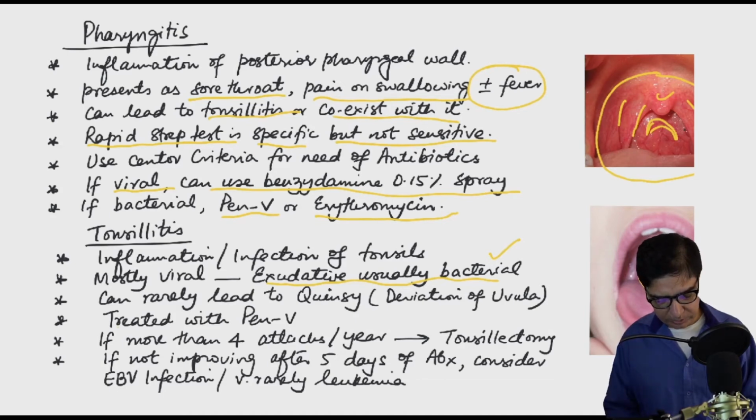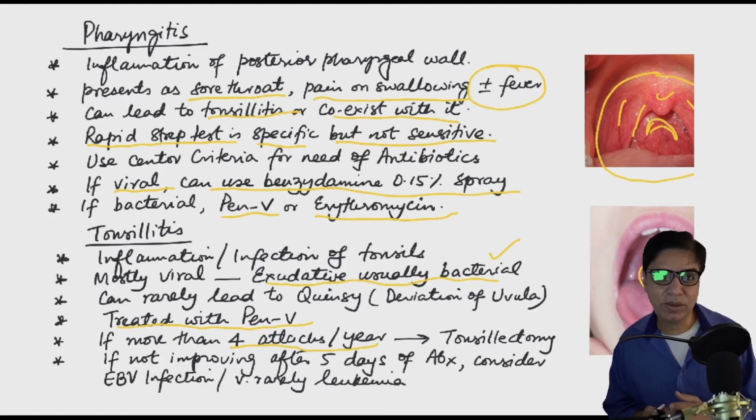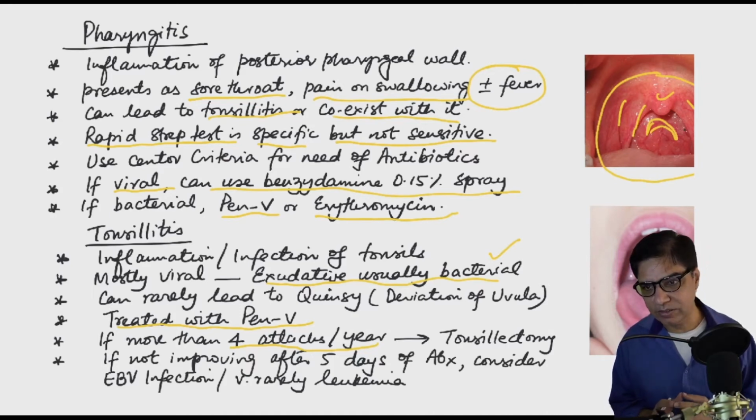If a child has more than 4 attacks per year which require antibiotics or are affecting the quality of life, that child becomes a candidate for elective tonsillectomy. Again, different trusts and different schools of thought have different guidelines, but nevertheless, if somebody's life is being affected, even with not many attacks of tonsillitis, then they should be considered for tonsillectomy.